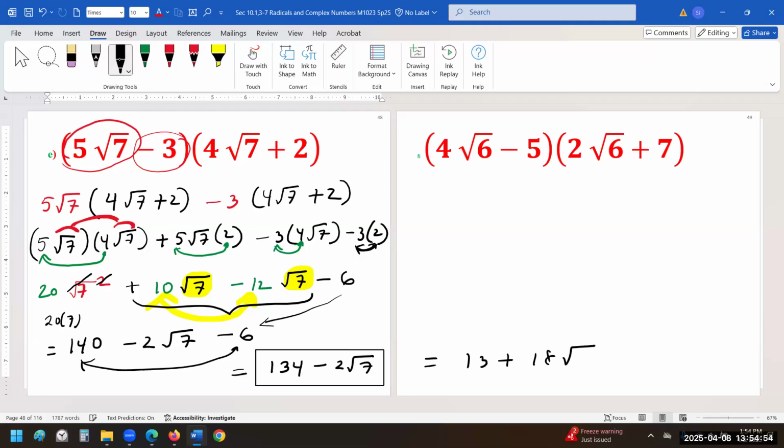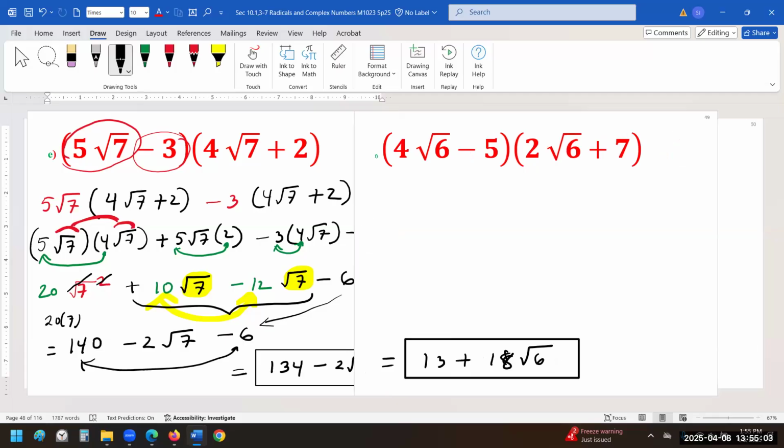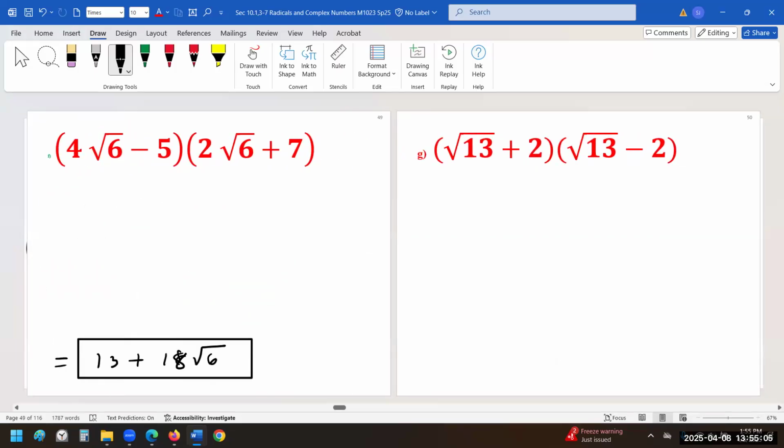13 plus 18 square root of 6. If you don't get the answer, you can ask me later. Let me show you this one. This one is fun.